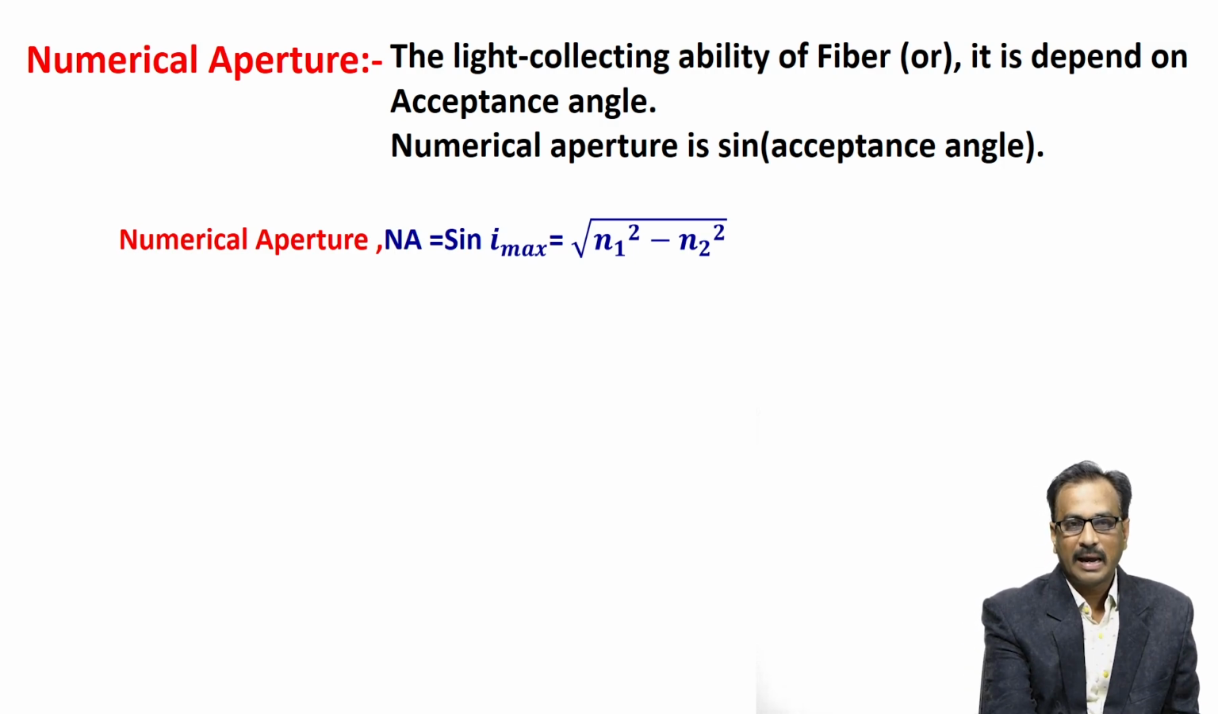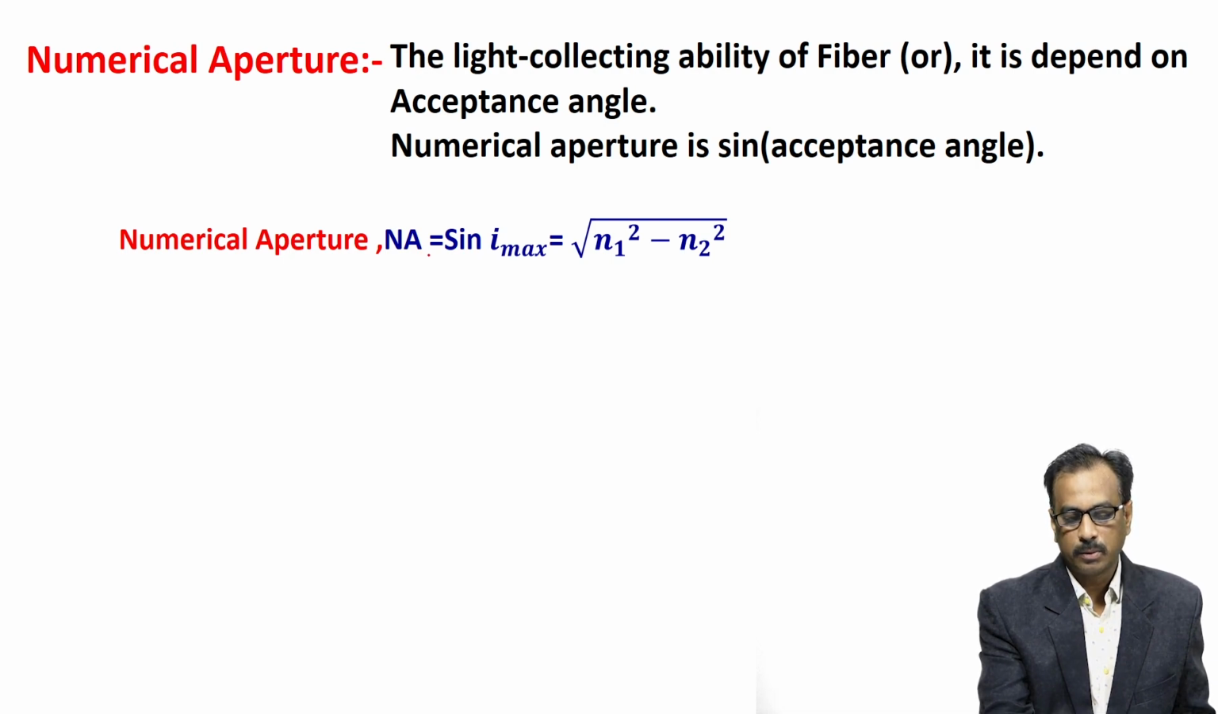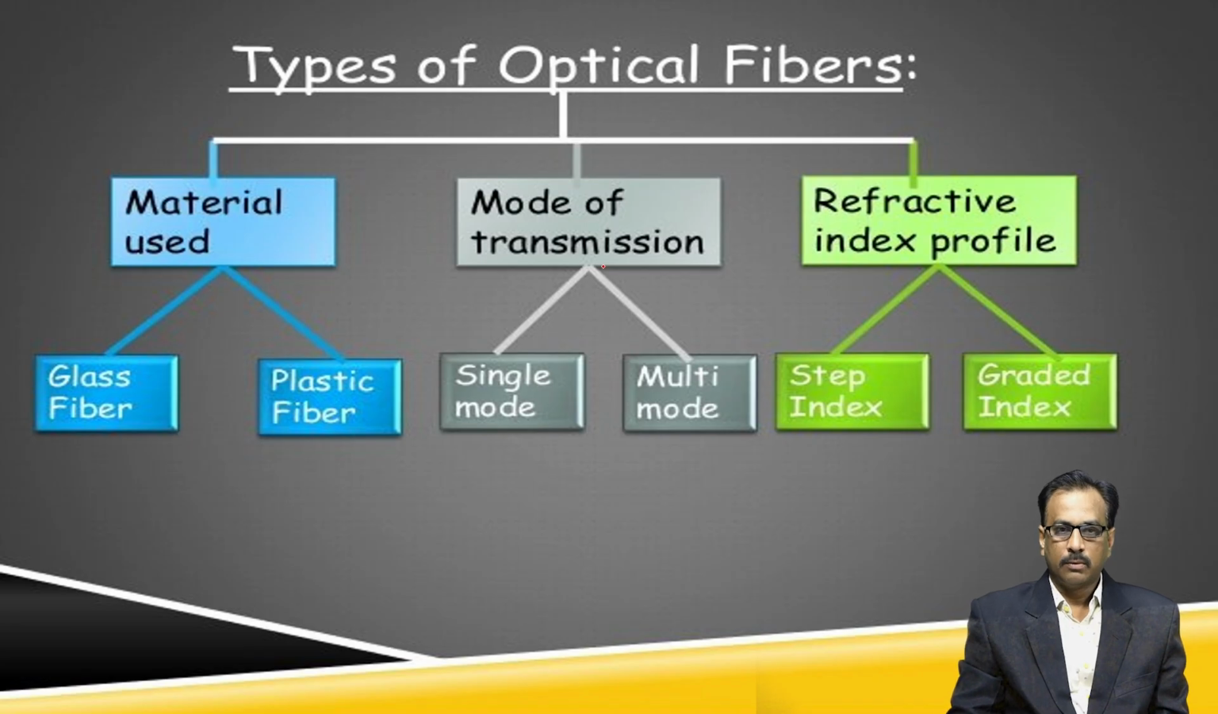The numerical aperture NA equals sin i maximum, equal to root over n1 squared minus n2 squared. n1 is the refractive index of the core material, n2 is the refractive index of the cladding material. Now, we are going to discuss the types of optical fiber.